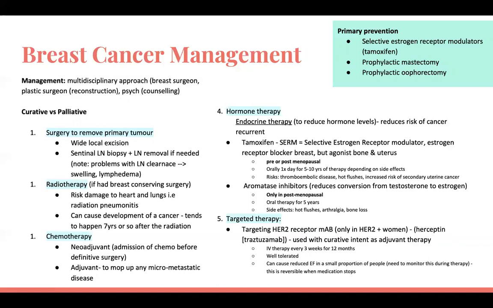The second type of therapy to think about is radiotherapy, and the third is chemotherapy. It could be neoadjuvant or adjuvant. In terms of hormonal therapy, if it's estrogen receptor positive cancer, you can consider tamoxifen or an aromatase inhibitor. Important to know that tamoxifen can be used for pre or postmenopausal women, versus aromatase inhibitors can only be used in postmenopausal women. And targeted therapy for HER2 is trastuzumab, which is a monoclonal antibody.